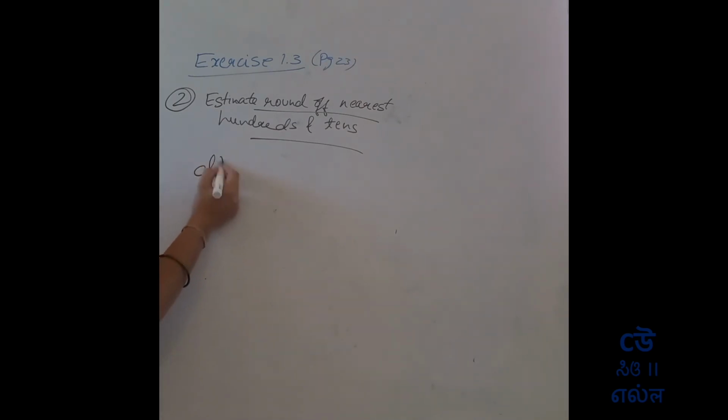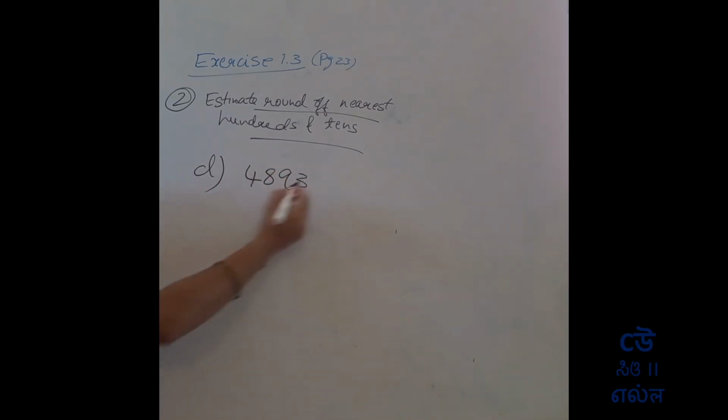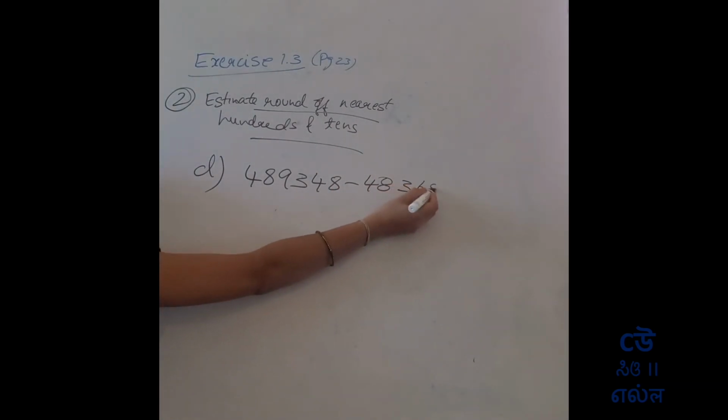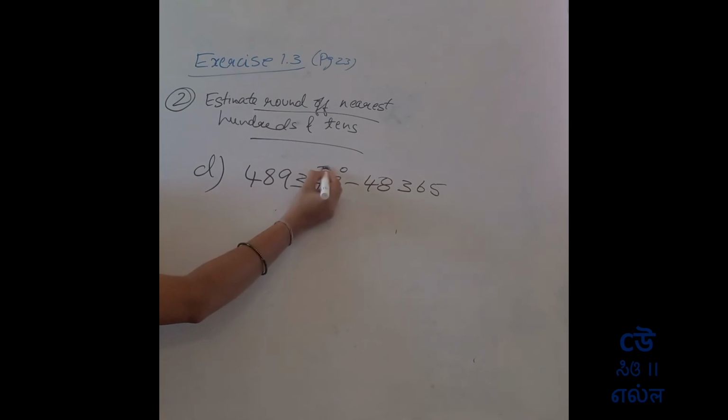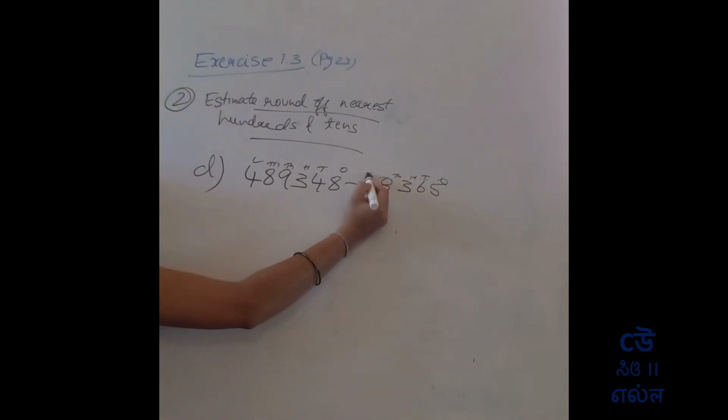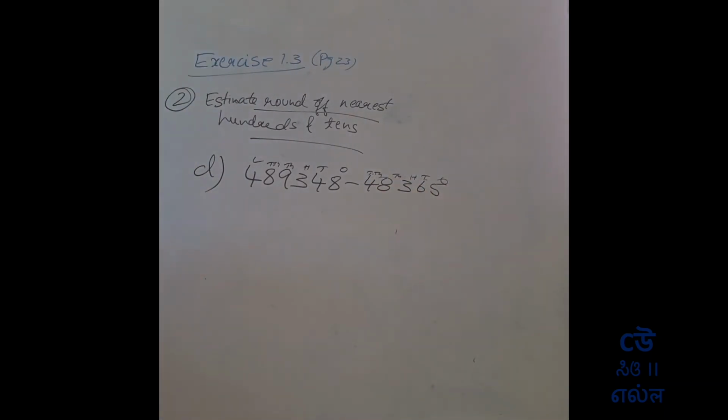Next we have D, fourth one. 4893 minus 48365. Okay. So ones, tens, hundreds, thousand, 10,000 and lakh. Ones, tens, hundreds, thousand and 10,000. Okay. So first we'll round off to 100. Okay.